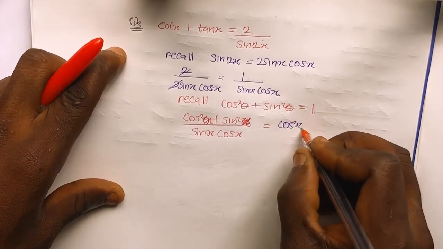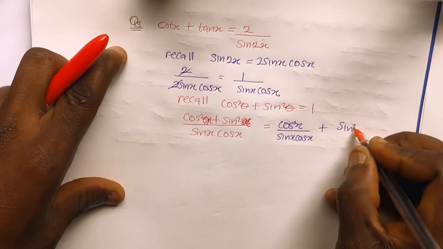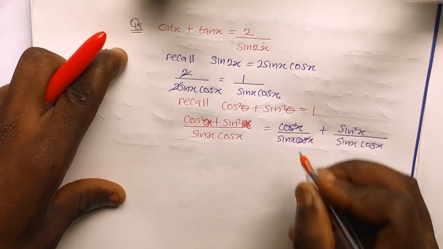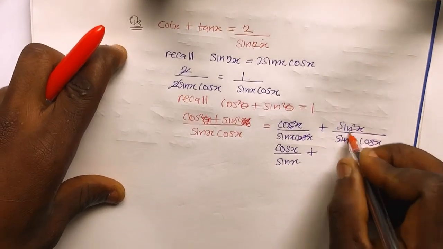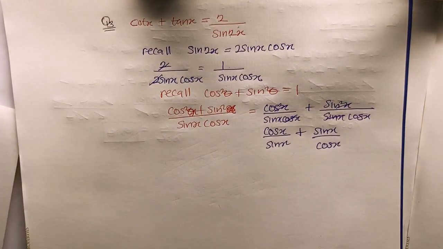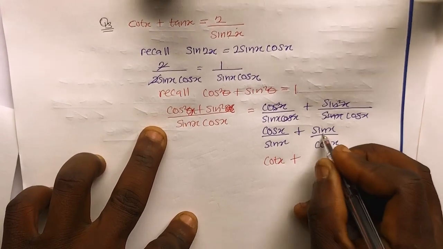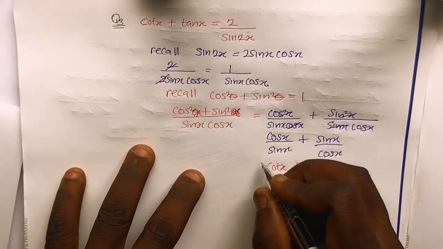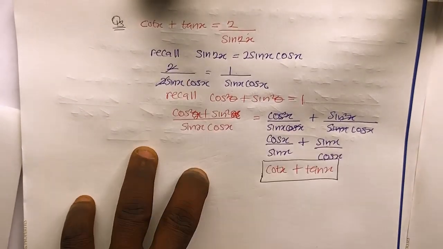That's this down. Then this will cancel one of this. I'm having cos x over sine x plus, this will cancel one of this, sine x over cos x. Then you can recall from your basic identity, whenever you're having cos x over sine x, it's also the same as writing cot x, and sine x over cos x is the same thing as tan x. Then this justifies our answer that 2 over sine 2x equals cosec x plus tan x.